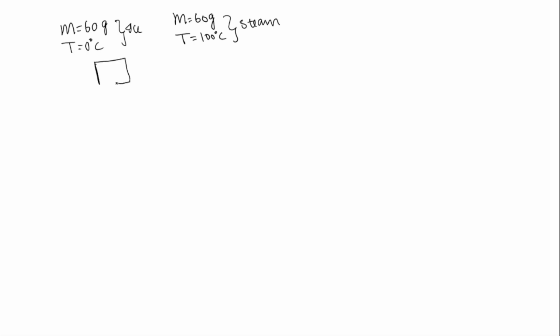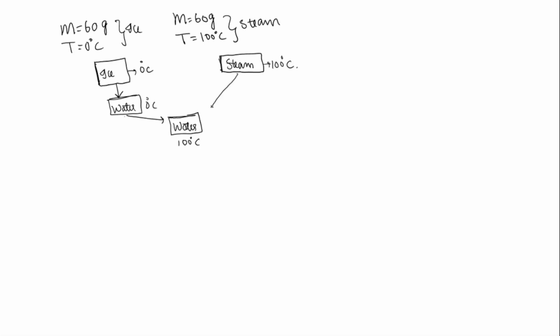So this is ice. Ice at 0 degrees Celsius will get converted into water at 0 degrees Celsius. This will get converted into water at 100 degrees Celsius. And we have steam on the other hand. Steam will be at 100 degrees Celsius and it will get converted into the same water at 100 degrees Celsius.